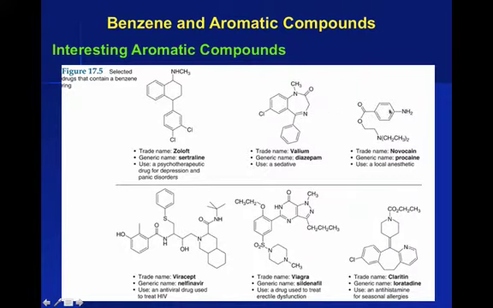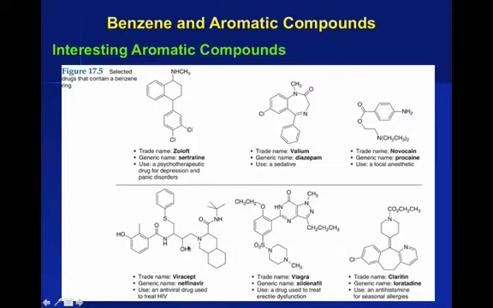This molecule, Novocaine, also known as Procaine, is the local anesthetic that you might encounter when you go to the dentist before they give you a shot in your mouth. It gives you that local numbing sensation that is so important before they actually give you the shot in the mouth.